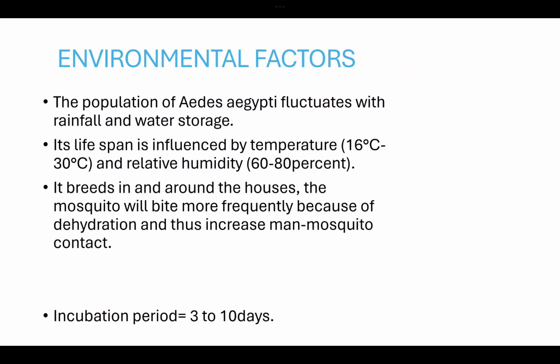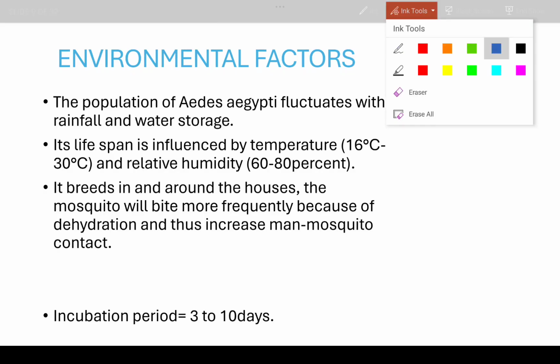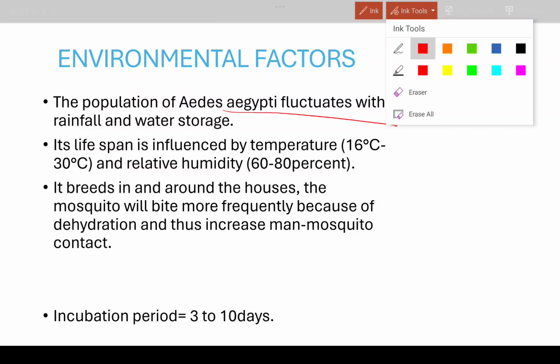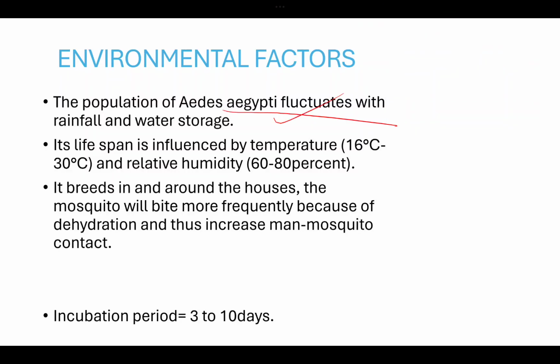Next, we will move further to the environmental factors. The population of Aedes aegypti fluctuates with rainfall and water storage. Is it clear? How is the population of Aedes aegypti fluctuating, how are environmental factors contributing? It is influenced by the rainfall. It keeps fluctuating with rainfall and water storage.